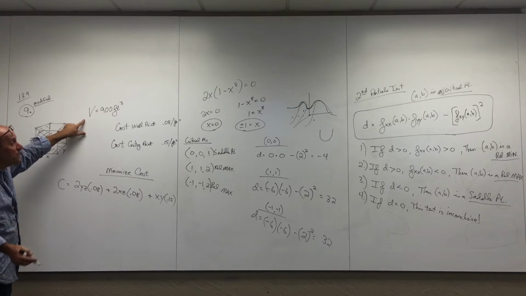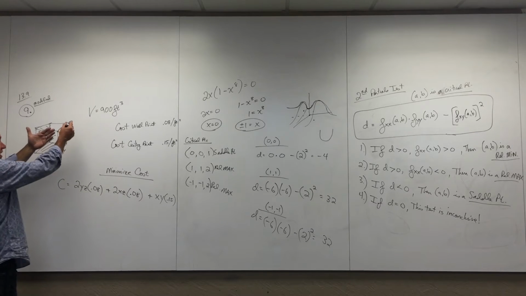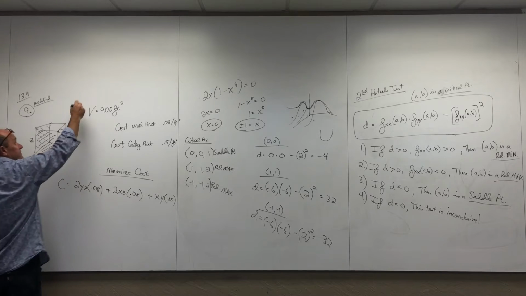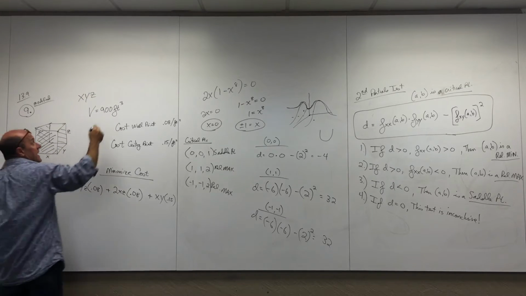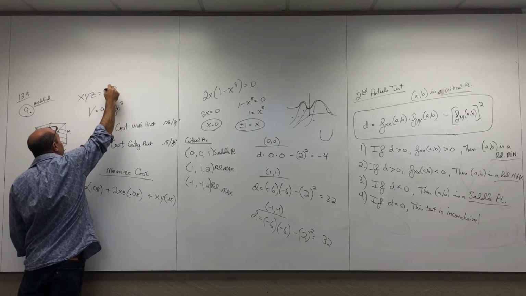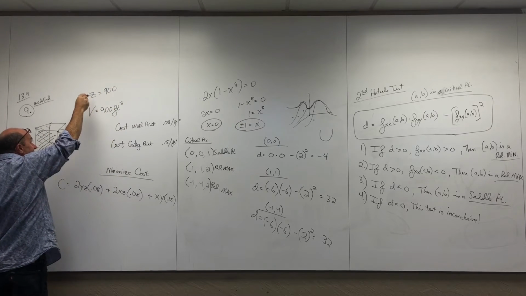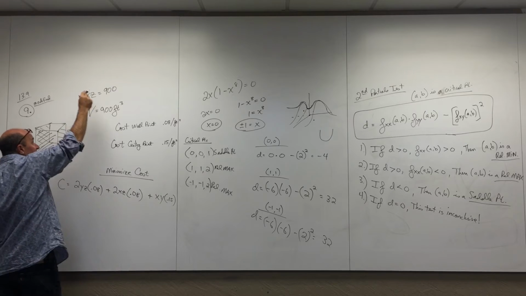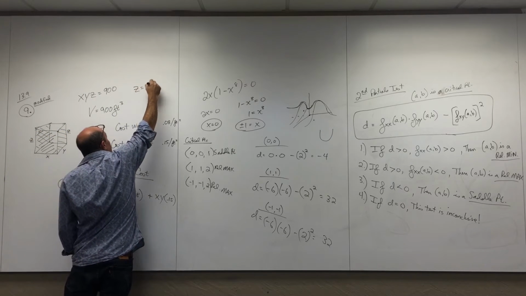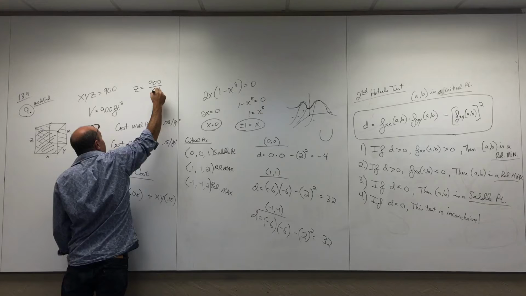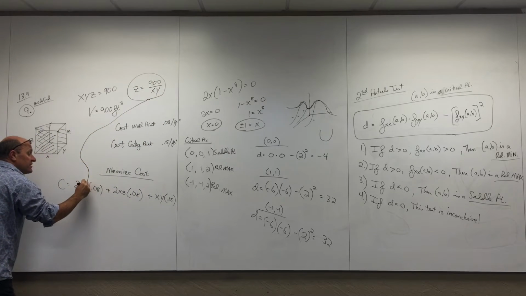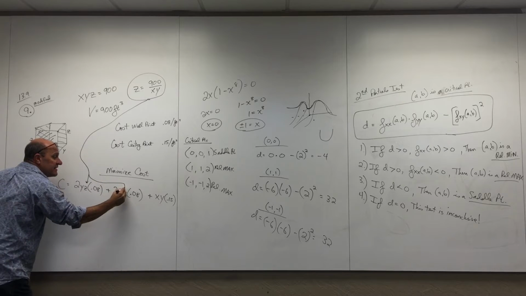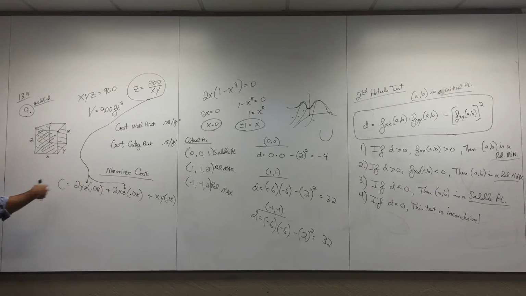Oh, the volume of the room was 900. And the volume of the room is x times y times z. So that's 900. So maybe I can solve for z. What is z? Z is 900 over x times y. That's what I need. I'm going to use that piece of knowledge to replace these z's, and then I'll have a function of x's and y's. Here we go.